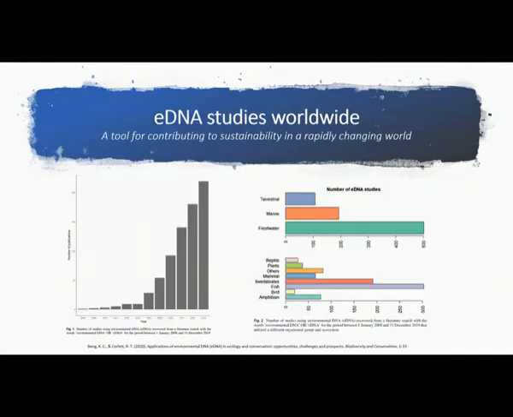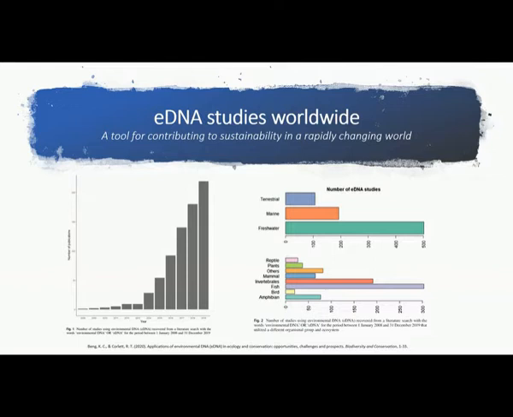And here's a slide that summarizes how big of an impact environmental DNA is now having worldwide. Essentially, you can look at the number of studies that are being published now. There's an exponential increase in the number of environmental DNA-based studies being published, with now several hundreds coming out each year. It's across different environments.